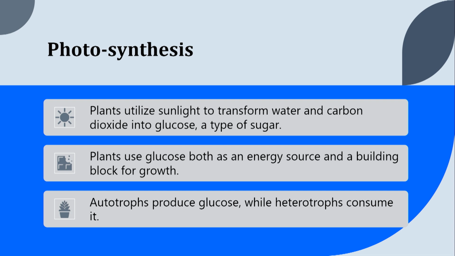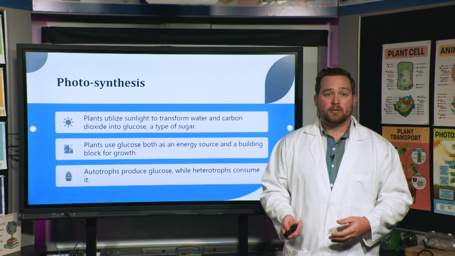All food chains start with an autotroph. So the autotrophs make glucose, and then heterotrophs are going to consume that plant. And that's kind of where our food's coming from, okay? So let's keep it going.